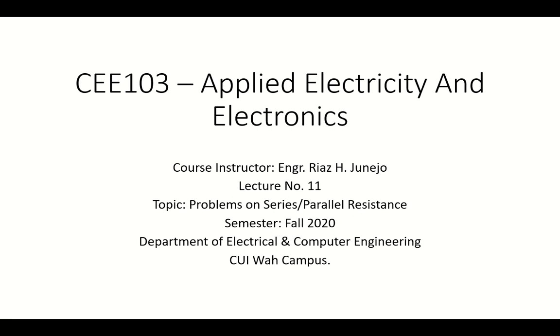Today's topic is problems on series and parallel resistances. Previously we have studied what happens when resistances are in series and what happens when resistances are in parallel. We discussed the formulas for current division and voltage division. Also we found the formula for total or equivalent resistance in case of parallel and series resistances. So let's apply those formulas on actual circuits and see how we can simplify the circuits and how we can find the unknown quantities such as currents and voltages in a given circuit.